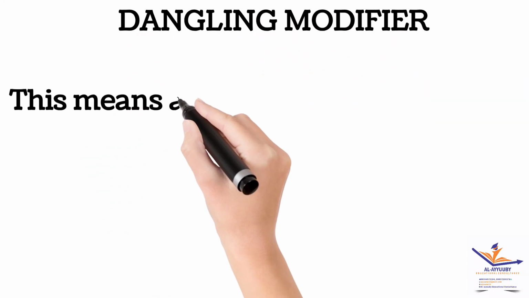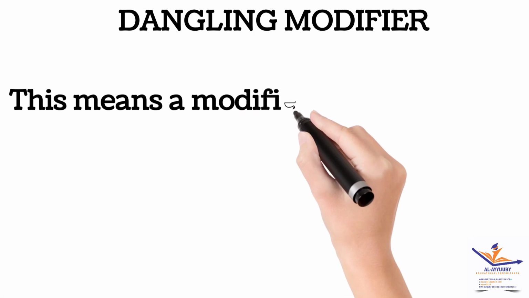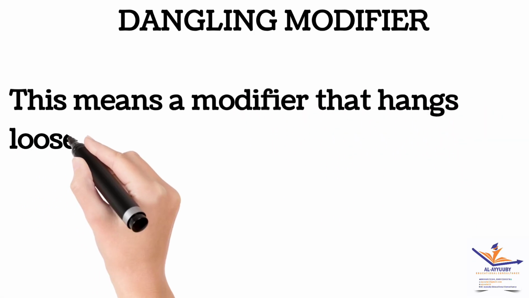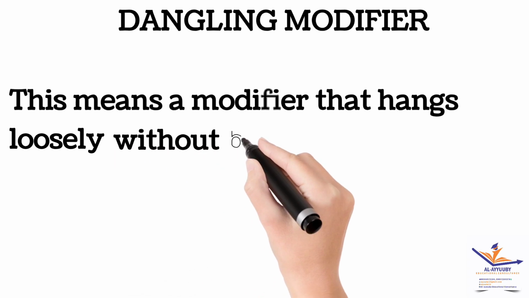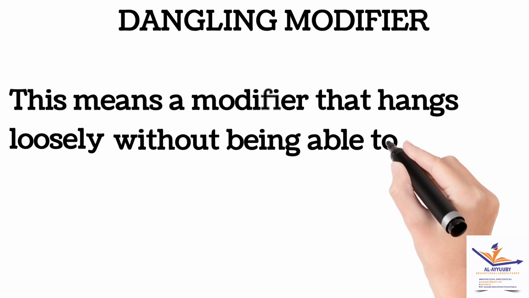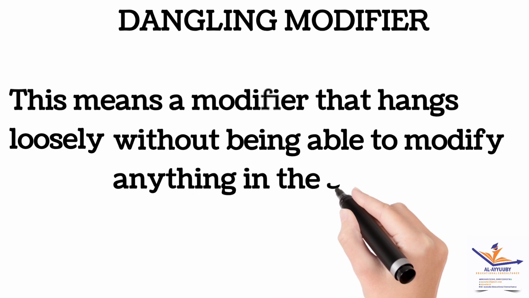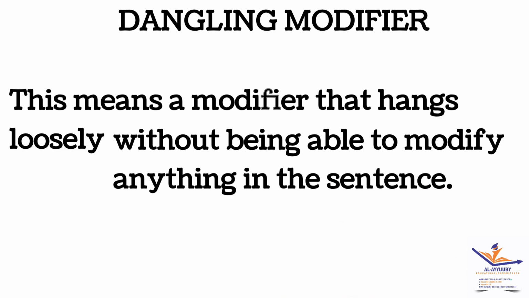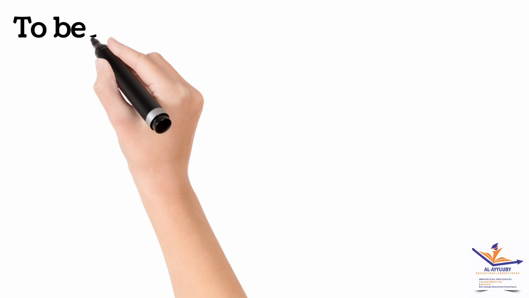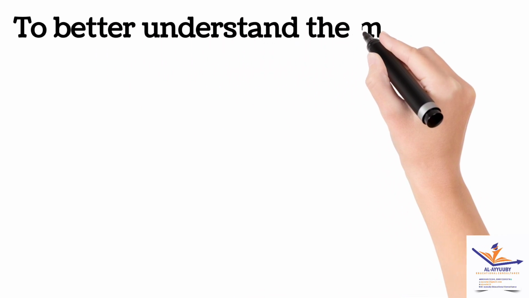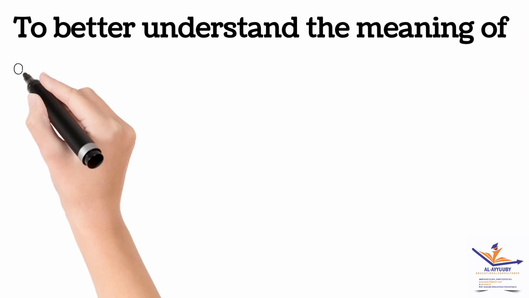Today we are taking a look at dangling modifiers. When we say dangling modifier, it means a modifier that hangs around loosely without being able to perform its function or achieve its purpose. So it has not been able to modify anything in the sentence. And that's the purpose of a modifier, to modify something, to tell us more about a unit of the sentence.